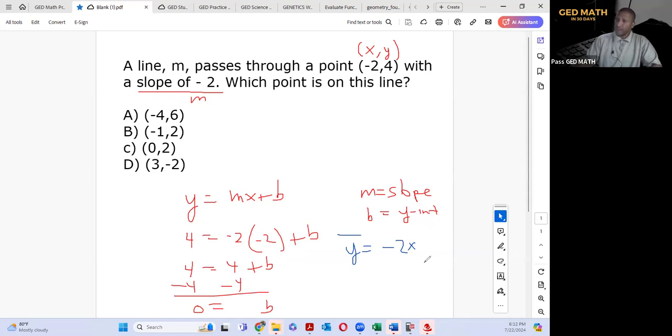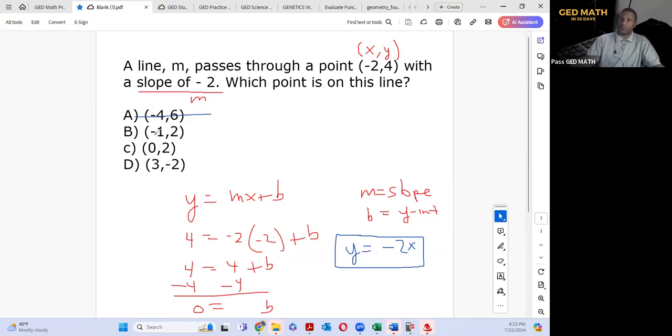Once you have that equation, this becomes easy. All you're doing is plugging in. What value of x, if you multiply by -2, will give you y? So -2 times -4 is 8. So it's not A.